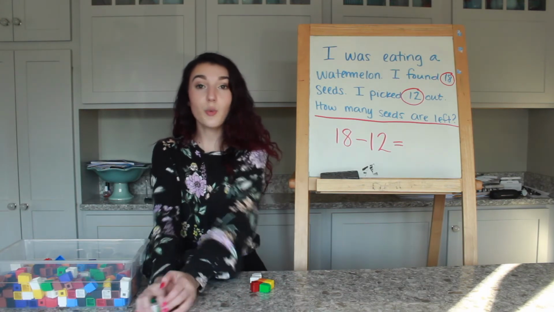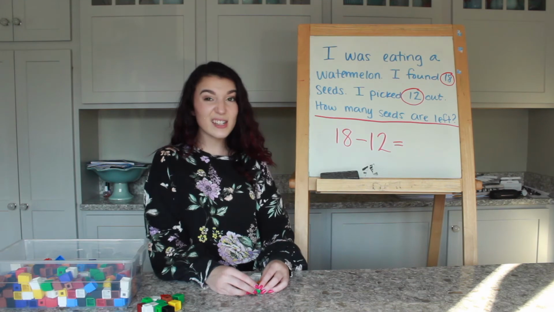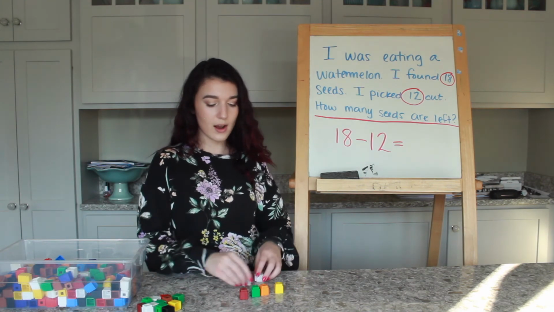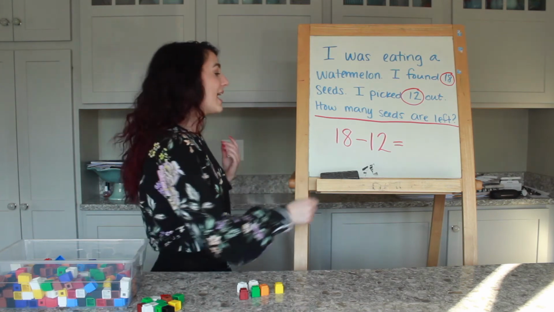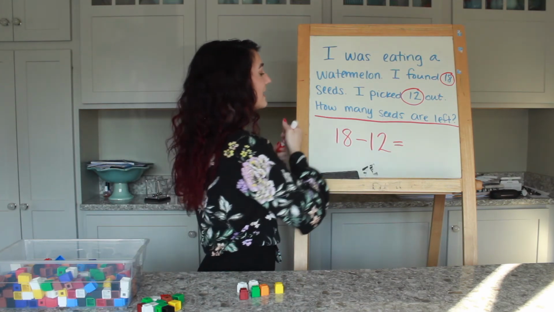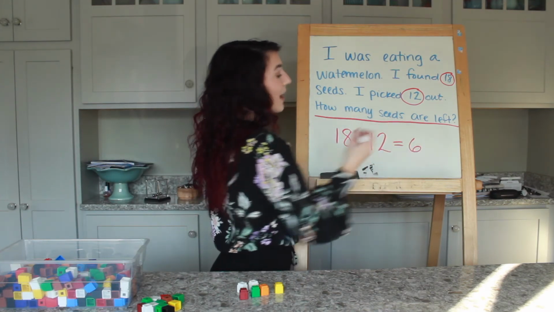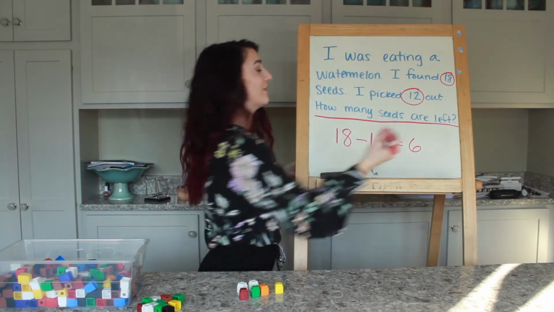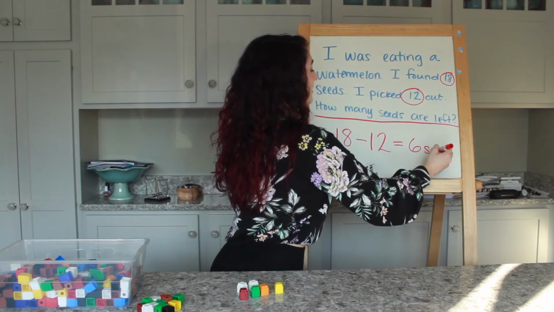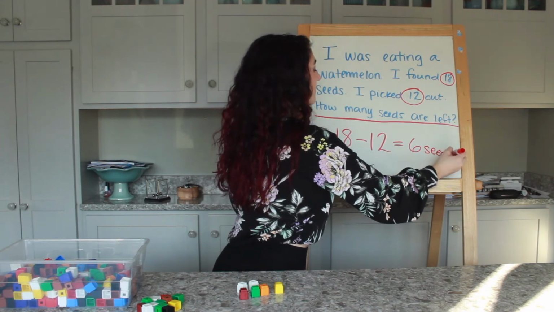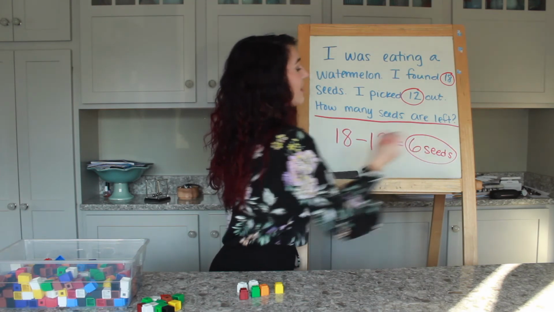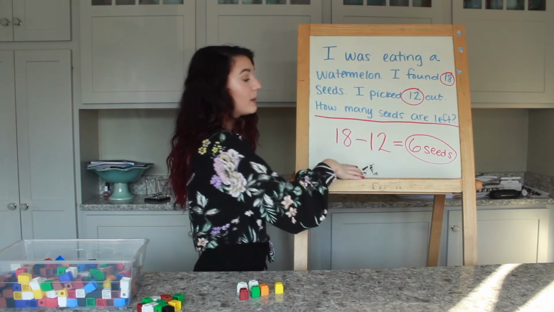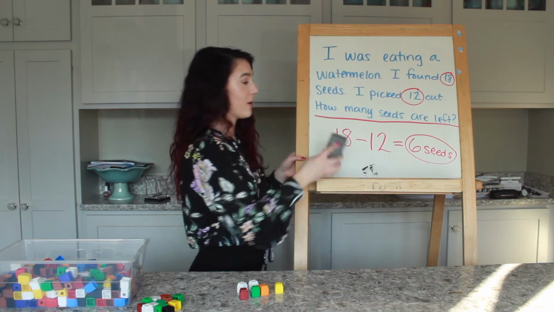Okay, so I took 12 away from my 18. Now I need to know how many I have left. 1, 2, 3, 4, 5, 6. I have 6 cubes left, which means that 18 minus 12 equals 6. 6 what? 6 seeds. That is my final answer. Let's try one more subtraction problem, and then I'll give you some practice problems on your own.